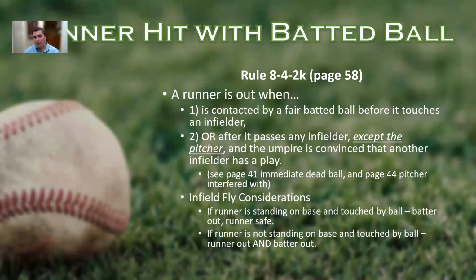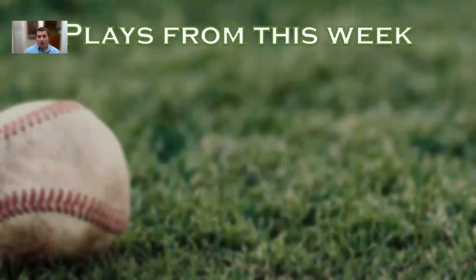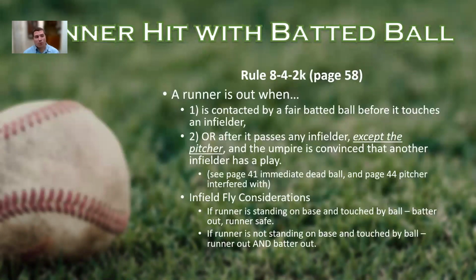This is, I think, one of the easier rules, but the issue really comes in this center section, number 2, after it passes a fielder, but there's another fielder that has a chance to field the play. That's where you have to have a wide view of things, keep a wide angle, so you make sure everything's in front of you, and don't overcommit and just assume that you know what's going on. Actually see.